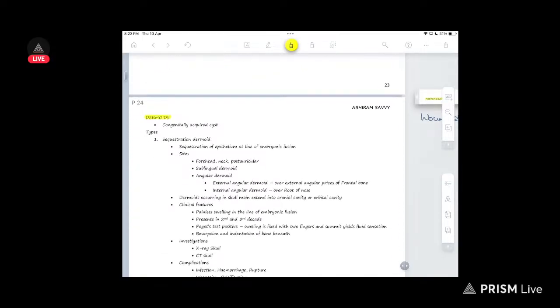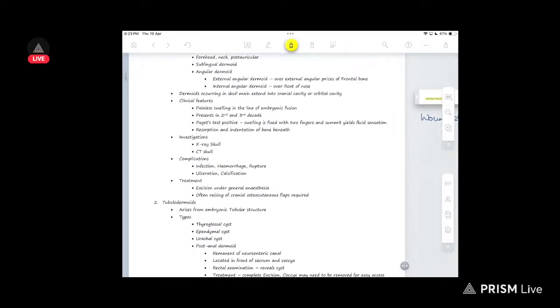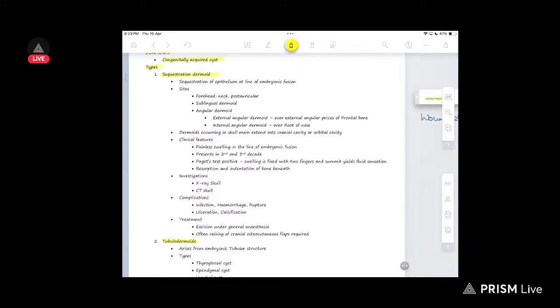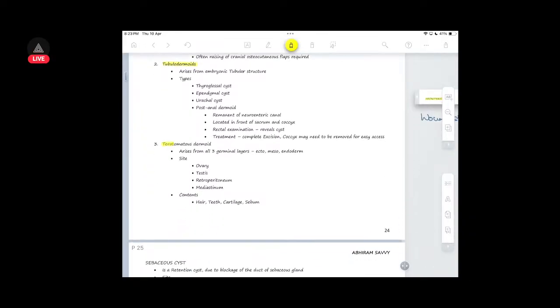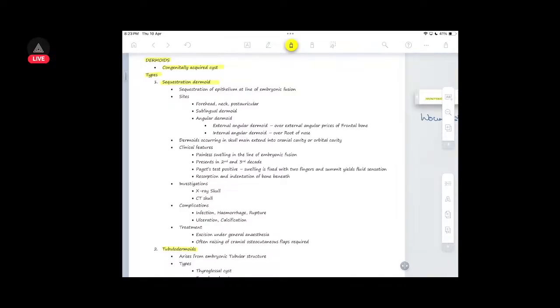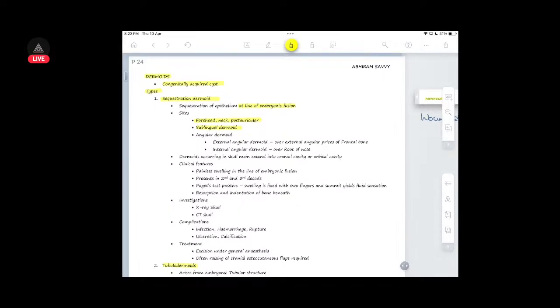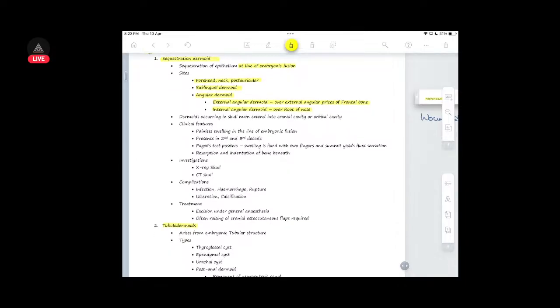Okay, dermoids are congenital cysts. There are three types: you have sequestration dermoid, tubulodermoids, and teratomatous dermoid also. Sequestration dermoid: epithelium sequestered at lines of embryonic fusion, such as forehead, neck, post-auricular, sublingual. Angular dermoid may be there. You have external angular dermoid over the external angular process of the frontal bone. Internal angular dermoid is over the root of the nose. Then you have dermoid occurring in the skull, which may extend into the cranial cavity or orbital cavity.